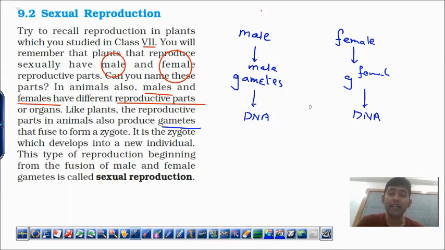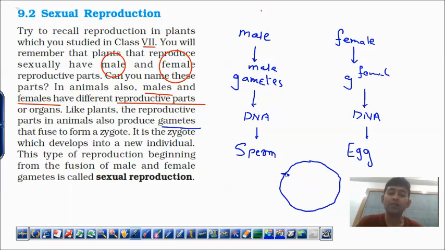And where does the male DNA come from? It comes from the sperm. And where does the female gamete come from? It comes from the egg. And what happens when the egg combines with the sperm? The size of the sperm is this small and the egg is this big. Egg and sperm, when they together combine, it forms zygote. And zygote develops into a new human being.